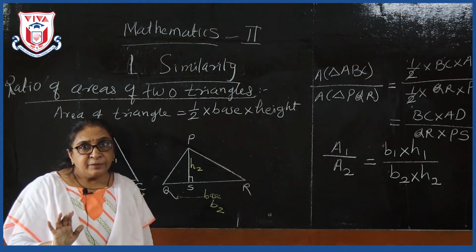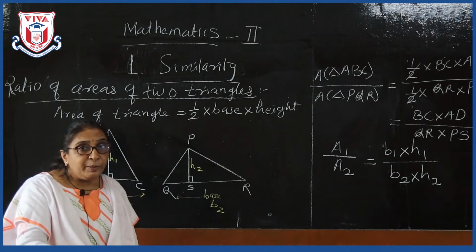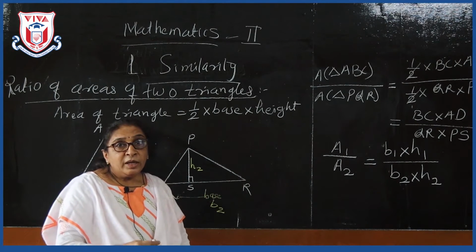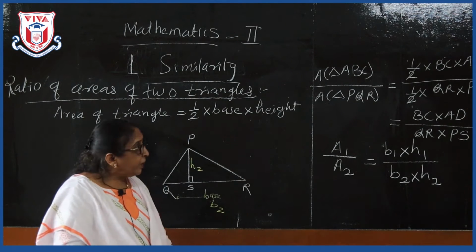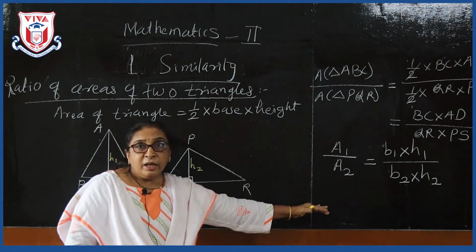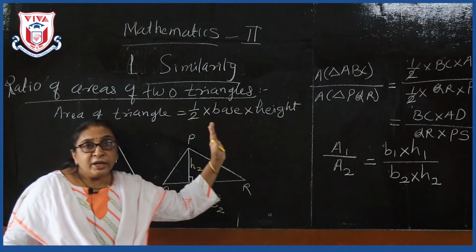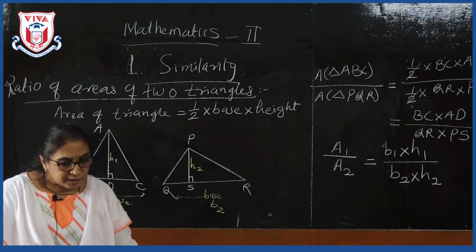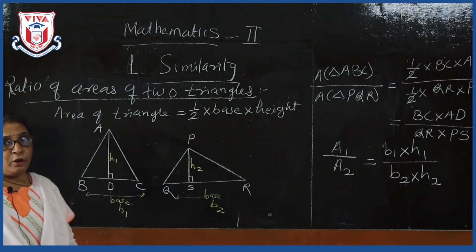Now, if the triangles have equal heights, then what will be the ratio of their areas? So, there is another property we are going to learn related to the ratio of the areas of two triangles. So, let us see that another property also.